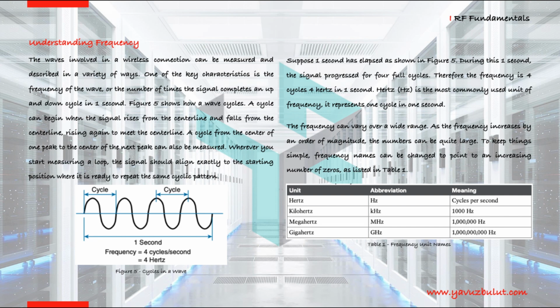Suppose 1 second passes, as shown in Figure 5. During this 1 second the signal travels through 4 full cycles, so the frequency is 4 cycles in 1 second, 4 Hz. Hertz, the most commonly used unit of frequency, represents the cycle that occurs in 1 second.